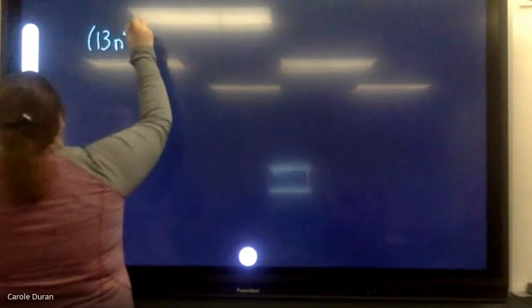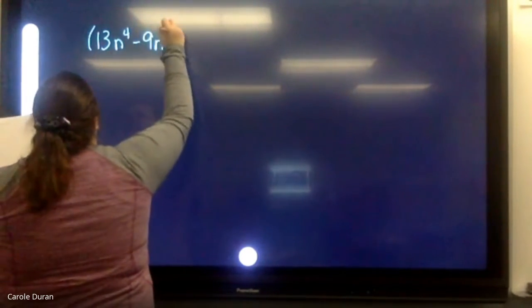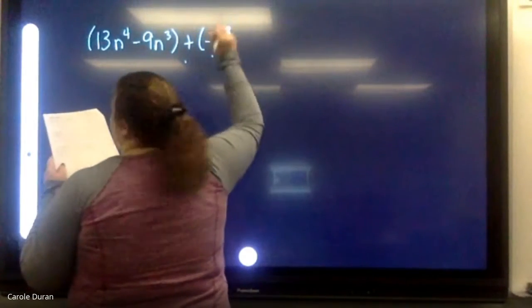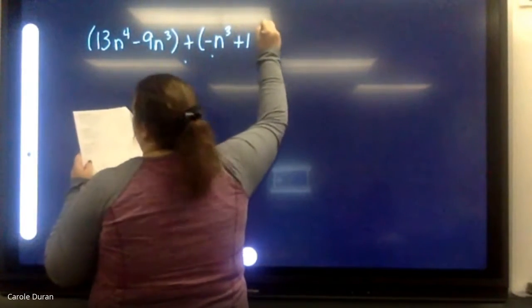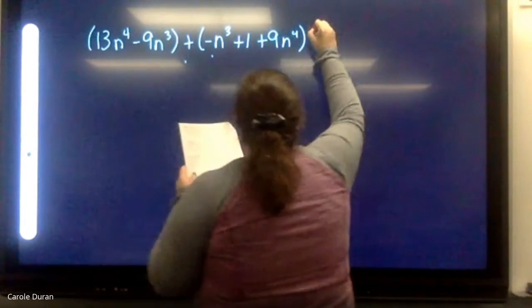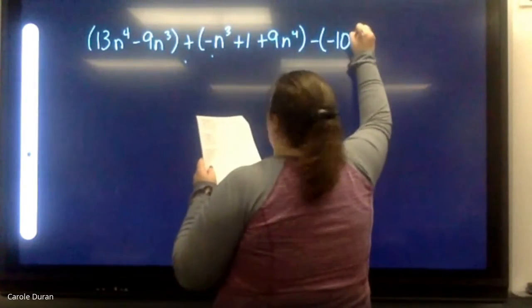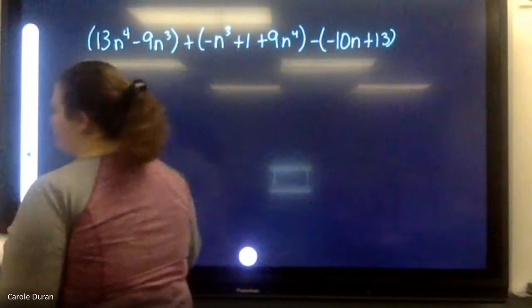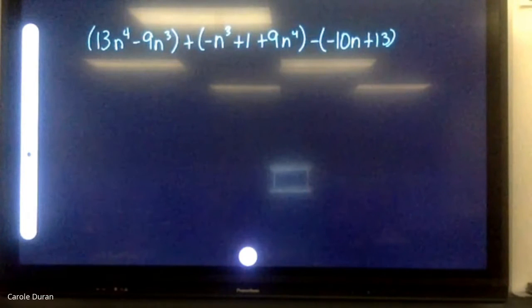Okay, so 14, I'm actually gonna have one of you do for me. So I have 13n to the 4th minus 9n cubed plus negative n cubed plus 1 plus 9n to the 4th, and then minus negative 10n plus 13. Volunteers? Okay, I'm gonna let everybody work through it first, and then I will have somebody come up and do it.